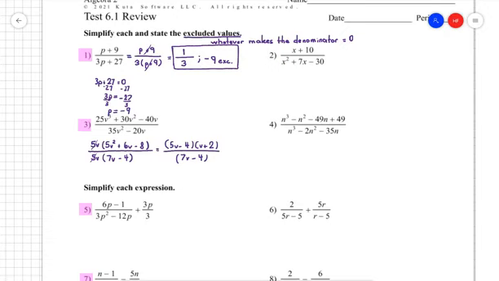So when we're finding our excluded values, remember we're using the unsimplified version, so we're going to be using these for excluded. So we've got 5v equals 0, which just means v cannot equal 0, and 7v minus 4 equals 0, which means 7v equals 4, v equals 4/7. So our excluded values are 0 and 4/7.